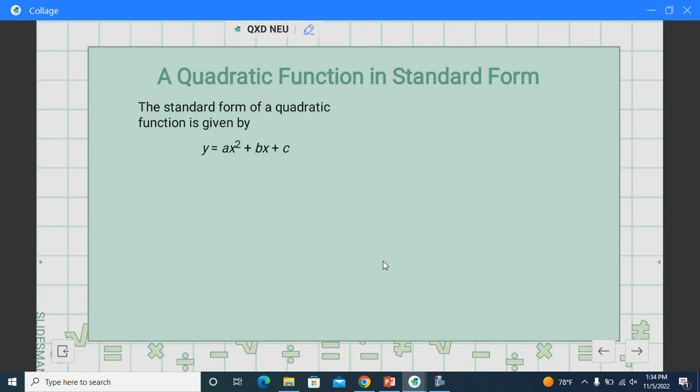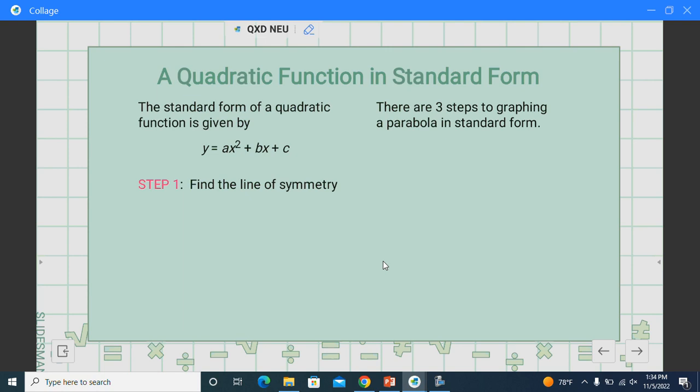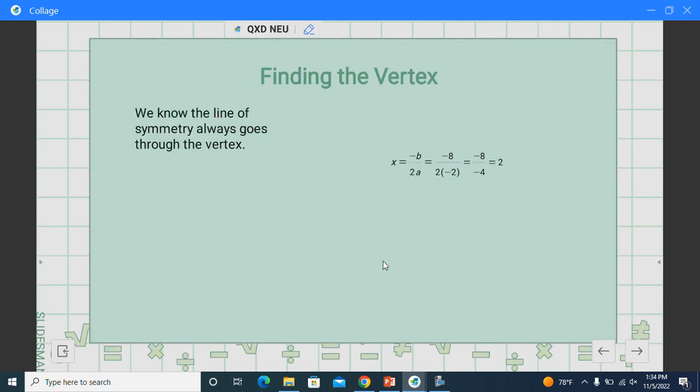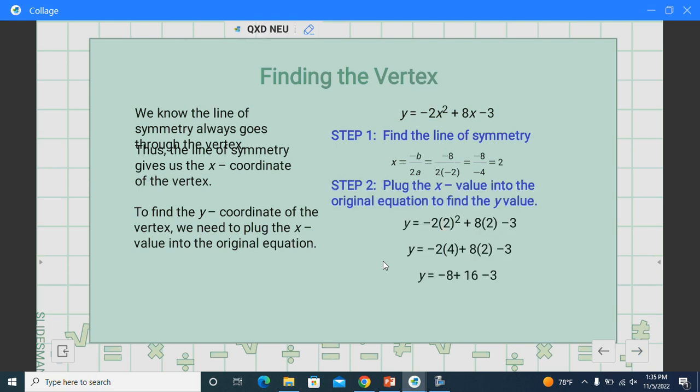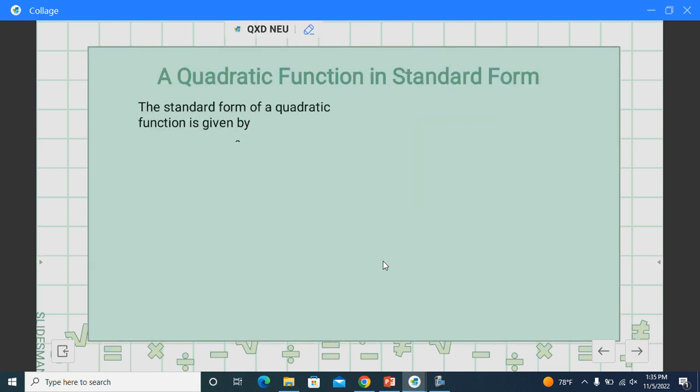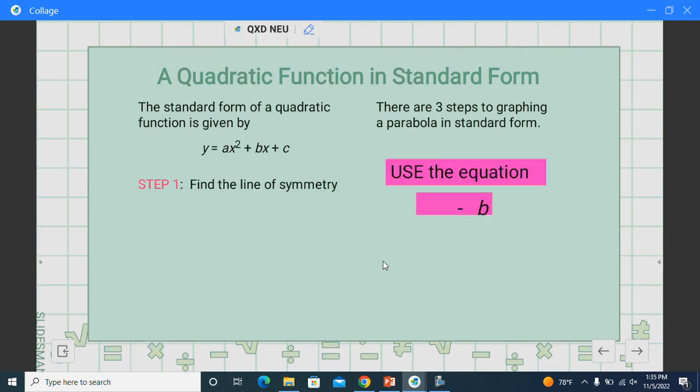The standard form of a quadratic function is given by y is equal to ax squared plus bx plus c. There are 3 steps to graphing a parabola in standard form. First, you find the line of symmetry. Use the equation x is equal to negative b over 2a.